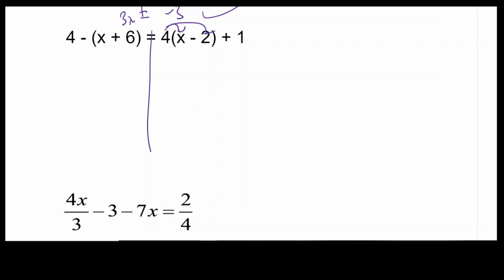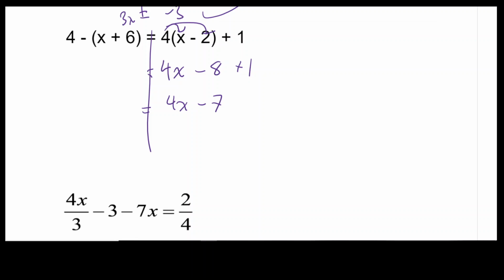So here we go. I'm starting with the right side because it's a bit easier actually. 4 times x is 4x. 4 times negative 2 is, sorry, negative 8. And then there's a plus 1. That side's not quite simplified yet because the negative 8 and the positive 1 can go together to make negative 7. That side's simplified. The other side, it's a bit trickier.